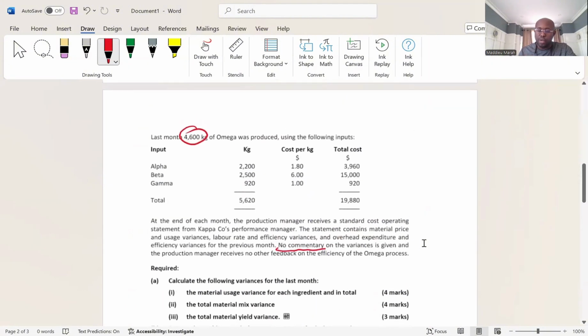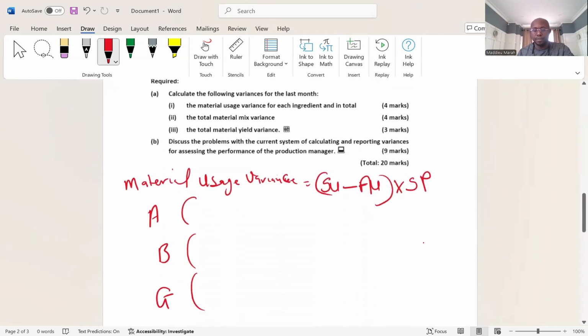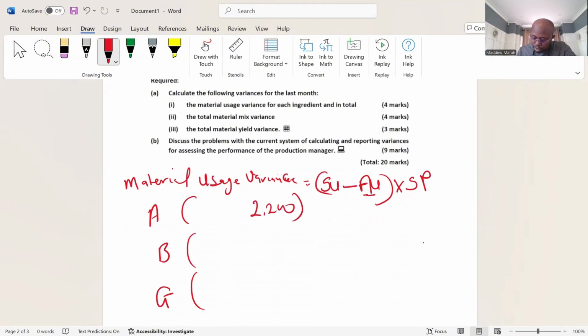So let's go. We have our actual usage here, our actual results. Last month, 4,600 kg of omega was produced using the following input. These are actual results: 2,200, 2,500, 920. I will just take this result now for our actual figures: 2,200, 2,500 and 920. I have my actual figures already. So I need now my standard usage and standard price.